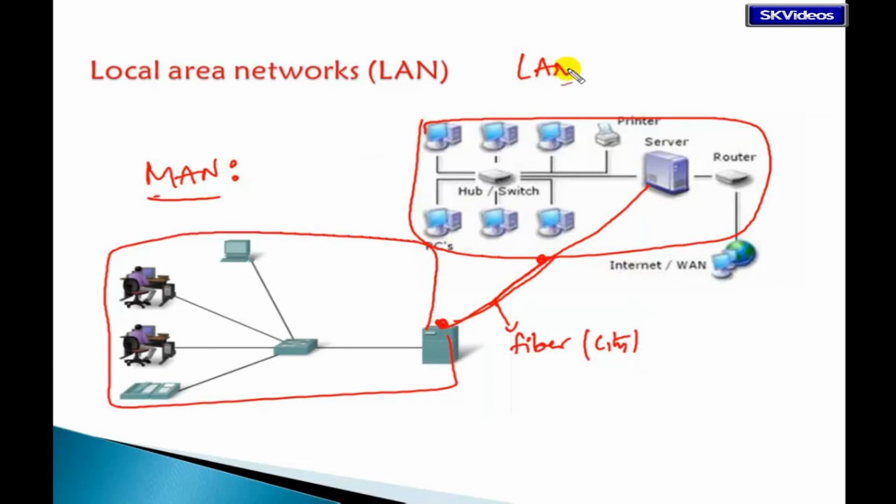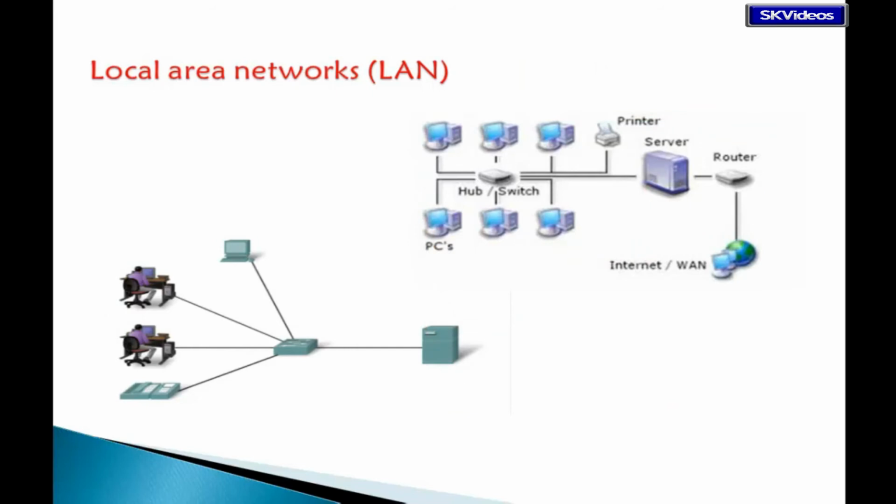So we have a LAN within the same building or the same office, a metropolitan area network within the city limits if you are connecting two or more different LANs, and a WAN, wide area network, where we are connecting between two different cities or different countries.